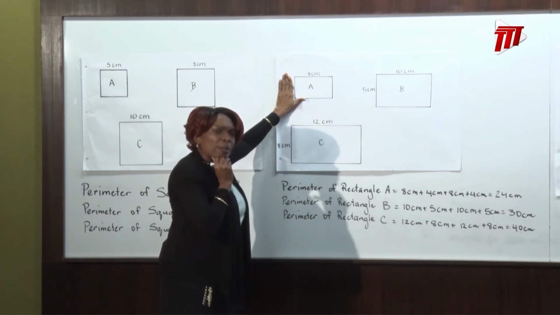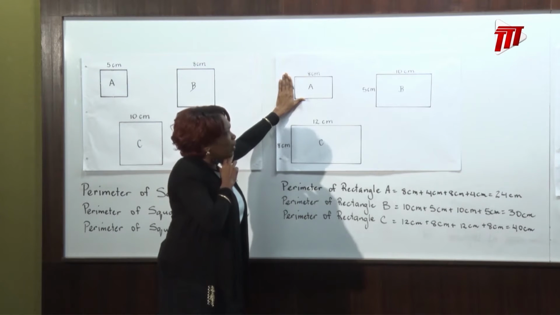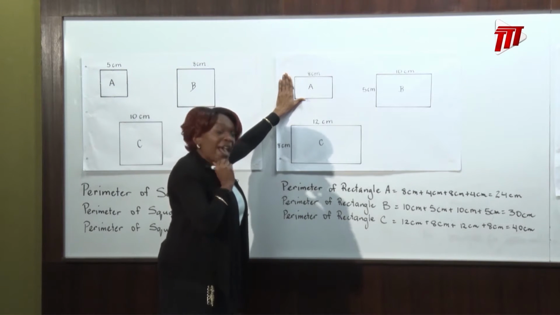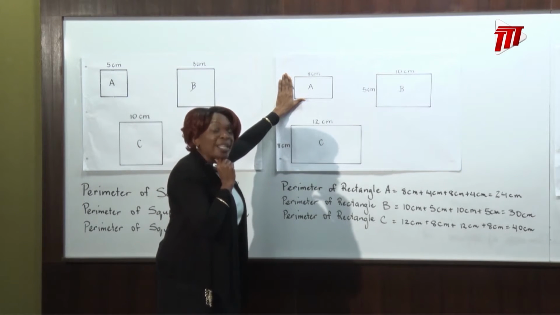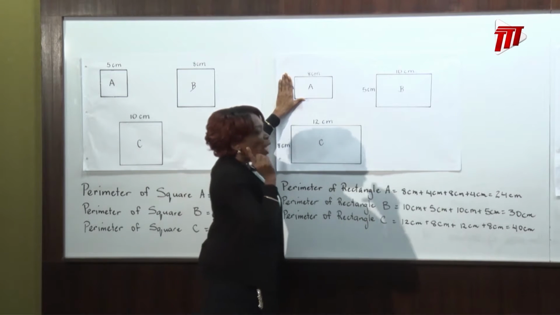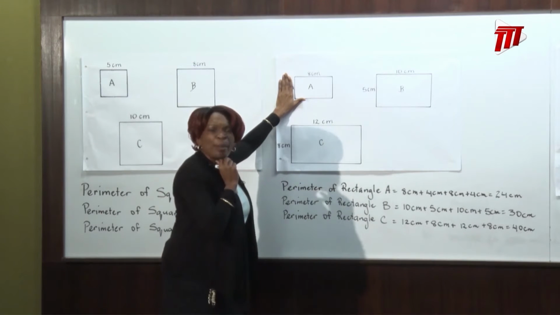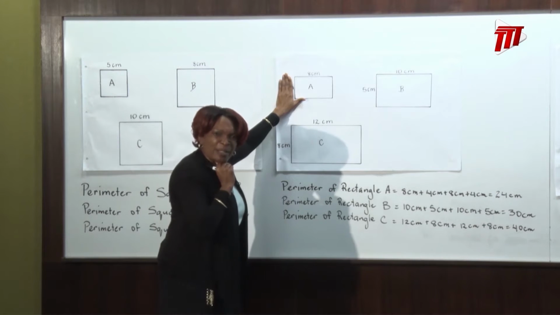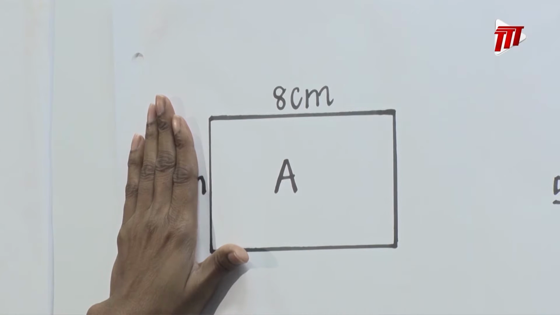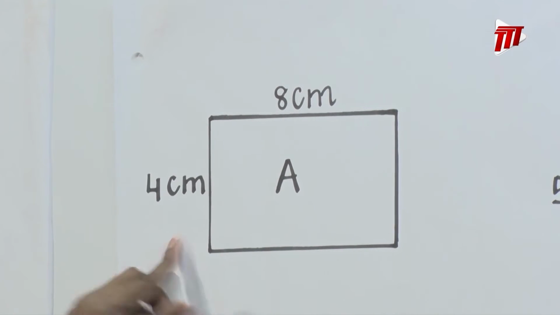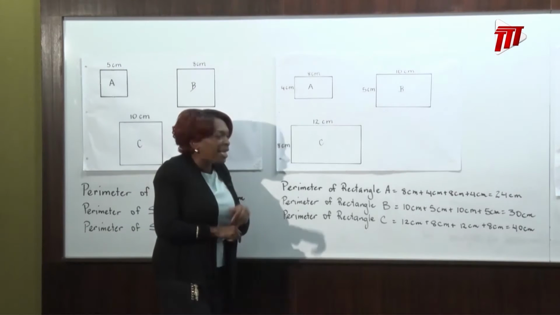What if I divide my perimeter by 2? I don't know. What do you think? And then take away the given measurement. Let's try it and see. 24 centimeters divided by 2 will give us what? 12 centimeters, not so? 12 centimeters take away 8 centimeters. How much is that? You get it? 4 centimeters, wonderful.